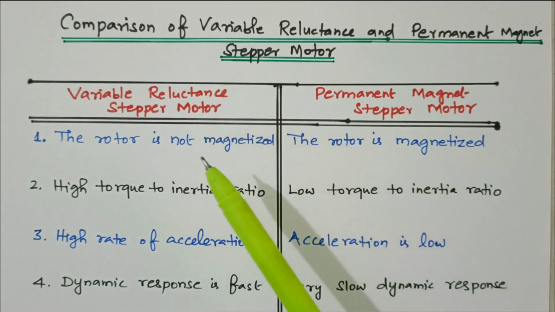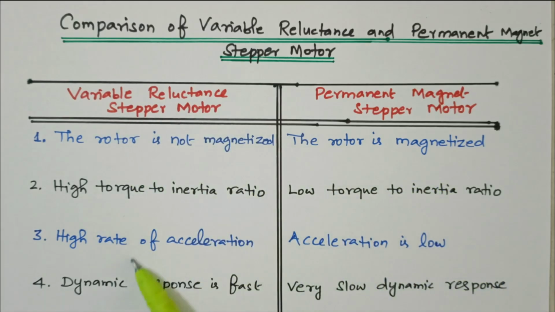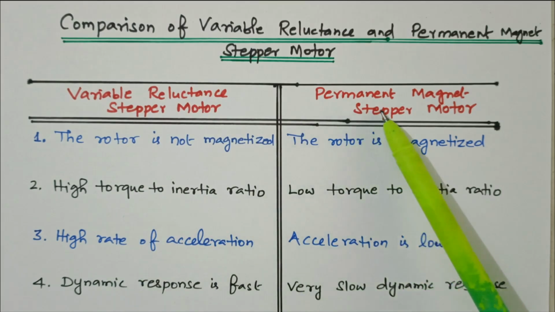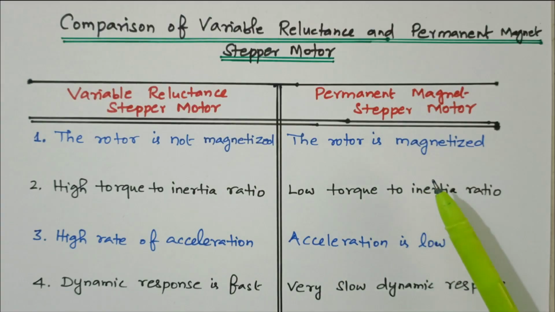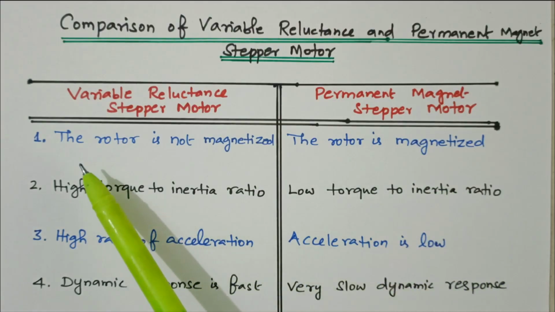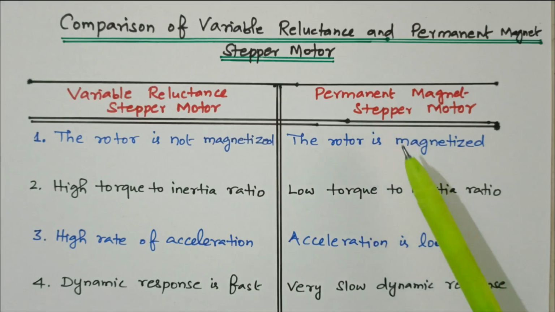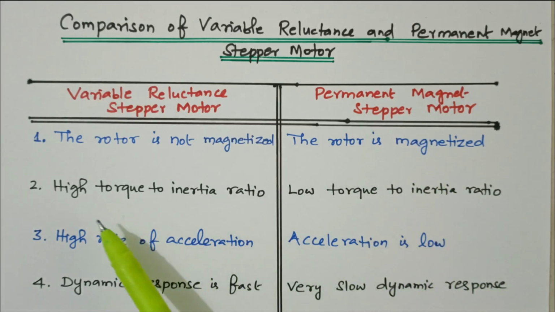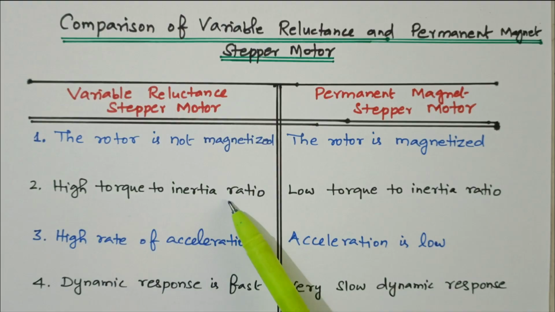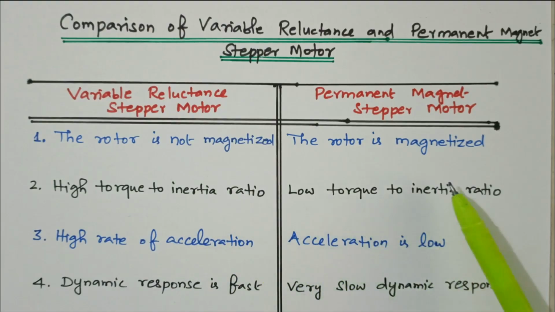Now we'll go to the topic. Variable reluctance stepper motor is available in the first column. Permanent magnet stepper motor is available in the second column. The first point: in the variable reluctance motor the rotor is not magnetized, but in the permanent magnet motor the rotor is magnetized because of the permanent magnet. High torque to inertia ratio here, low torque to inertia ratio here. Here high torque is available. High rate of acceleration, but here the acceleration is low. The dynamic response is fast here, and very slow here.